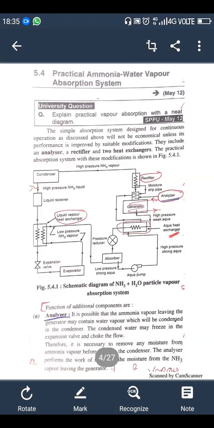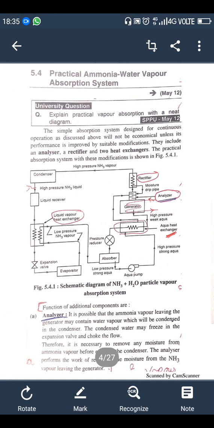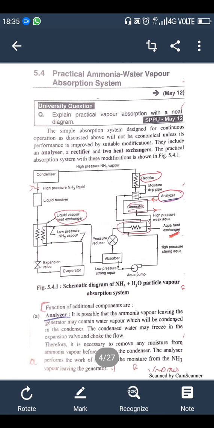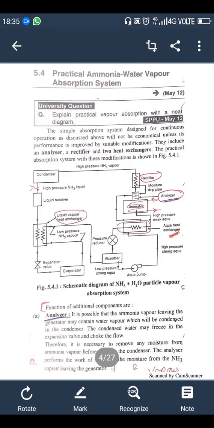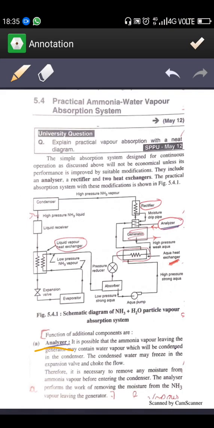We also have this in written format. You can see here, analyzer. It is possible that ammonia vapor leaving the generator may contain some water vapor, which will be condensed in the condenser. The condensed water may freeze in the expansion valve and choke the flow. Therefore, it is necessary to remove this moisture. So the analyzer is just to remove the moisture from the ammonia vapor before entering the condenser.